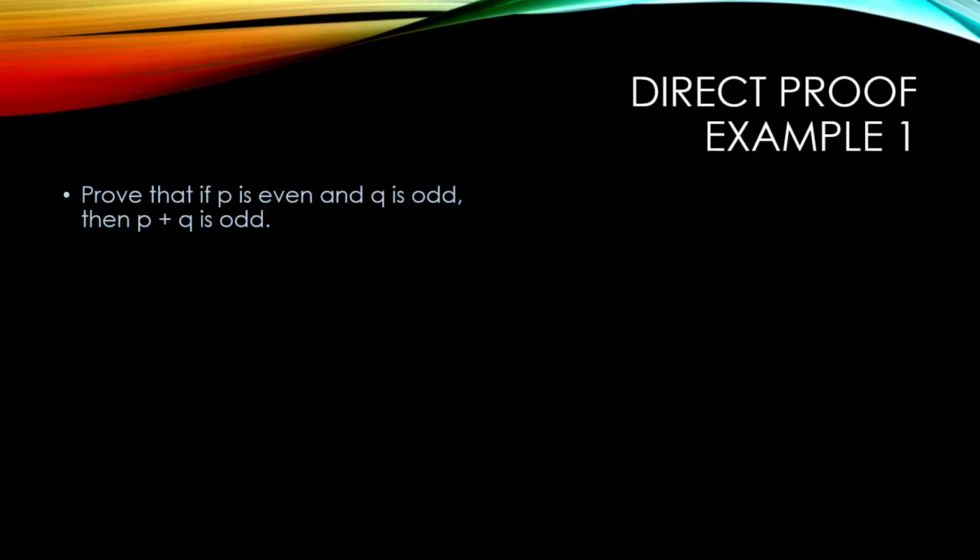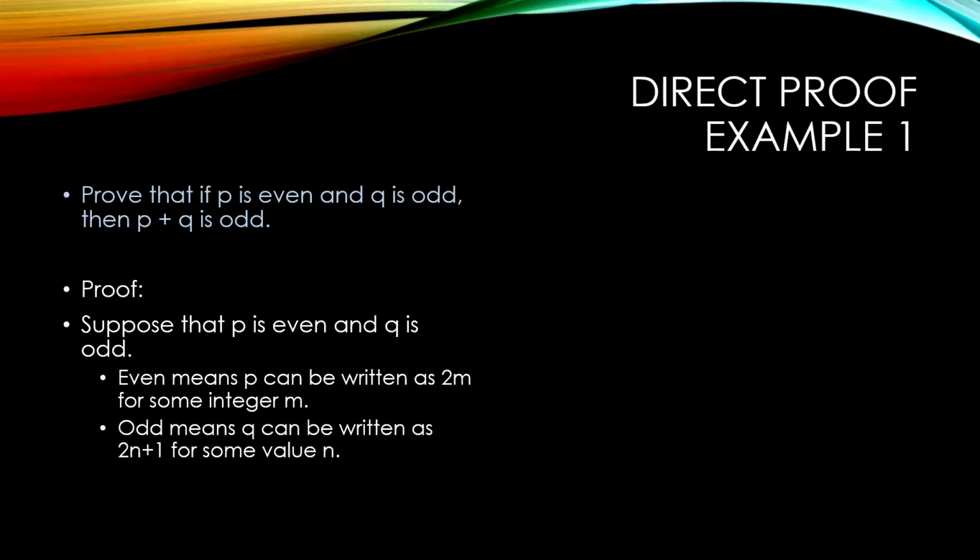Here's an example. Prove that if P is even and Q is odd, then P plus Q is odd. In this case, we have some things we need to define. Do we know what it means to be even? Do we know what it means to be odd? Do we know what it means to add? I mean, these are all things which we have to be able to define.